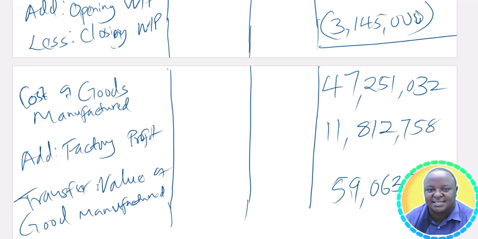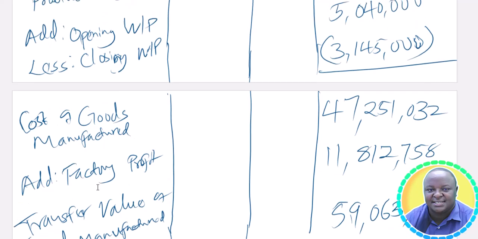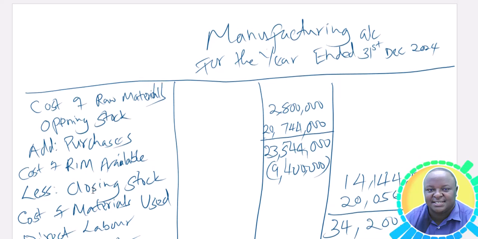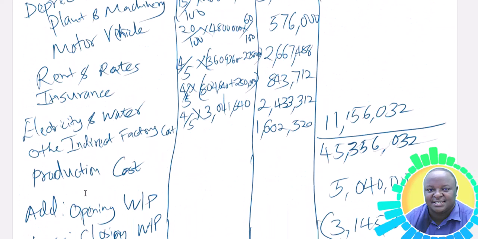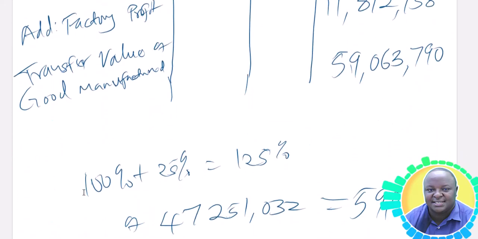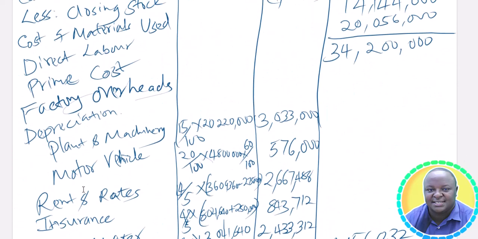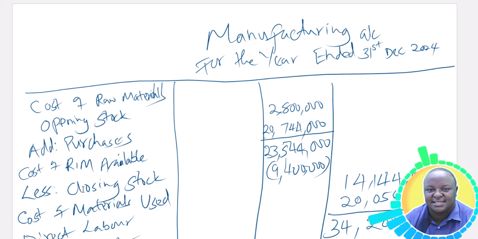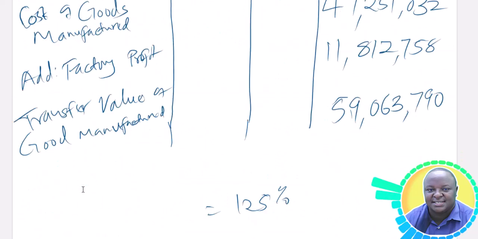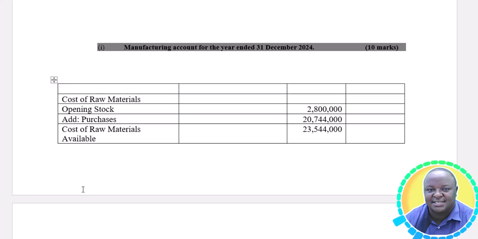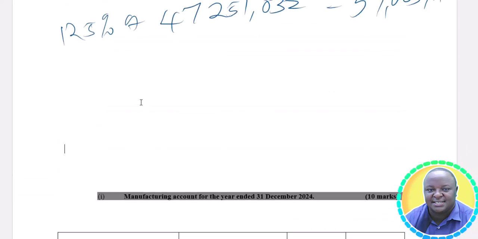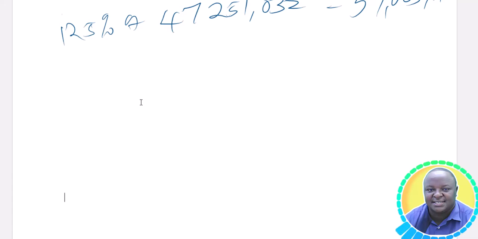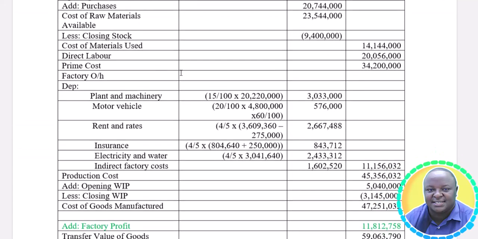You will get your factory profit to be that. So basically, this is what we call the manufacturing account. This is how we prepare the manufacturing account step by step. So at least that is our calculation. I had done it earlier, and there's a proper presentation of that.